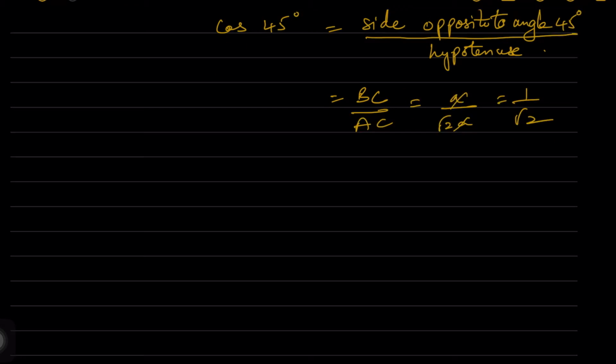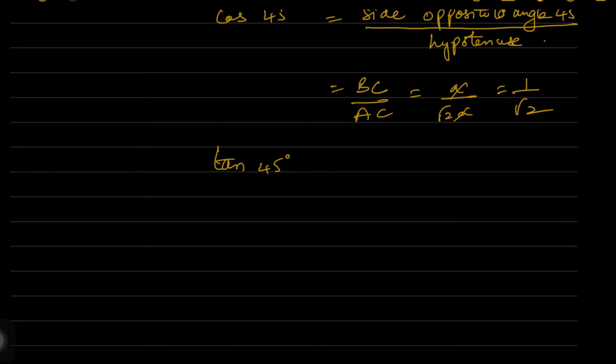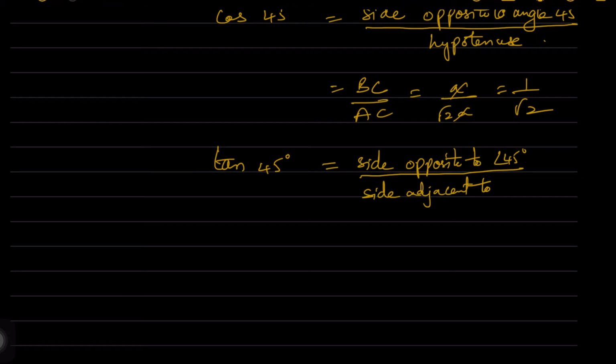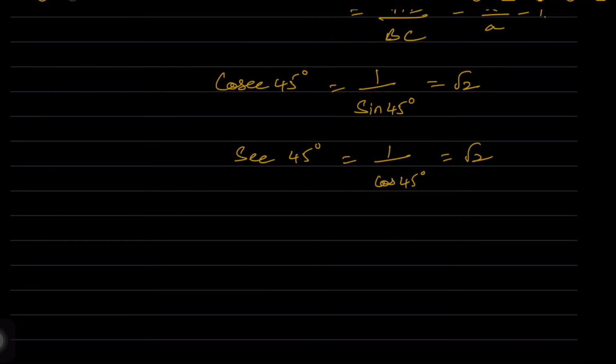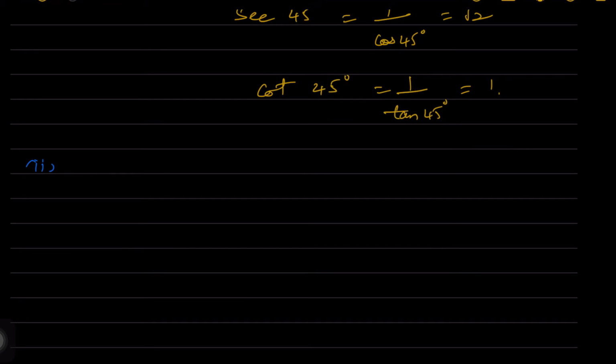If you find out sin 45, cos 45 and tan 45, the remaining automatically you can write as 1 by sin, 1 by cos, 1 by tan. So tan 45 is equal to side opposite to 45 divided by side adjacent to 45, which implies AB by BC is equal to A by A, which is equal to 1. Now what is cosecant 45? It is nothing but 1 by sin 45, which is equal to root 2 by 1. Secant 45 is equal to 1 by cos 45, which is also root 2, and cot 45 is equal to 1 by tan 45, which is equal to 1 by 1, which is 1.